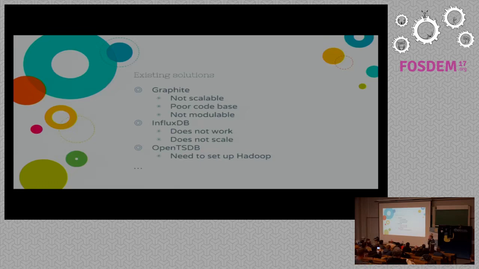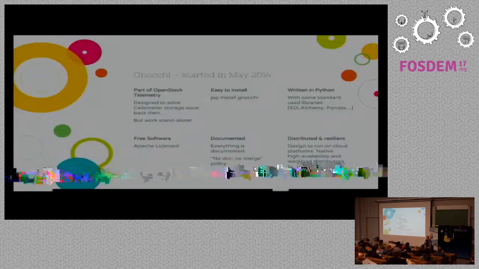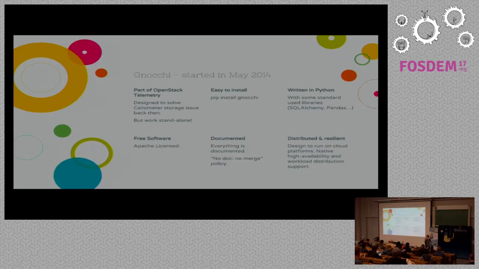InfluxDB was the new cool kid in town. It's written in Go, but it has gone proprietary in part last year, so it's not really open source anymore, and it doesn't scale. OpenTSDB is another solution, but you need to set up Hadoop. There are newer things since a couple of years, like Prometheus, which I think uses Cassandra, which is not an option for us either, because nobody wants to set up Cassandra or Hadoop or anything like that. So we had to create something from scratch, which we called Gnocchi.